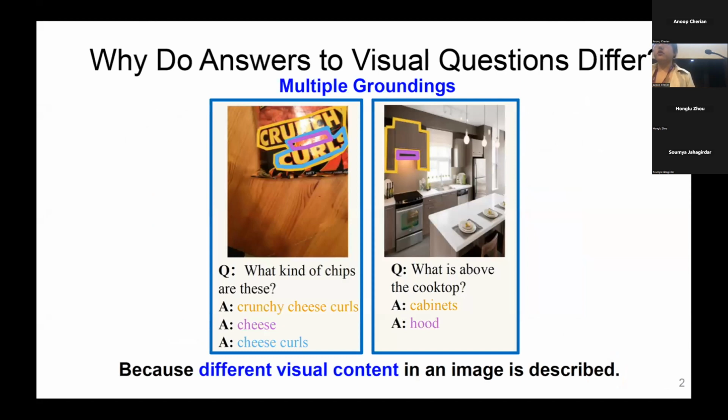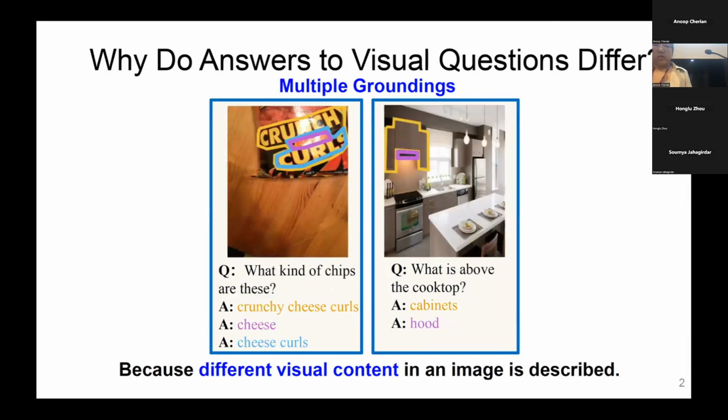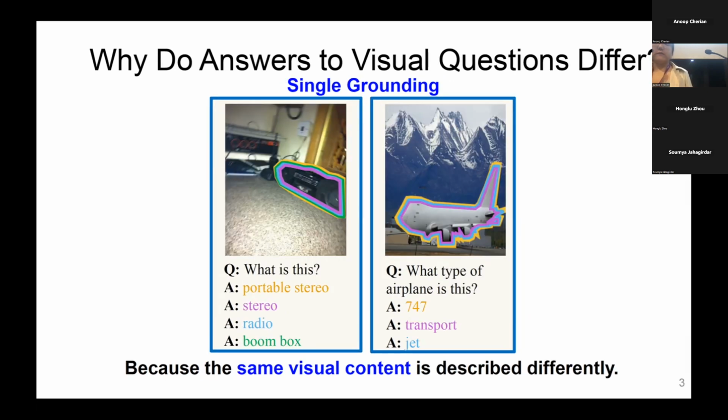Previous works have shown that a visual question can have different answers because of reasons like subjective or ambiguous visual questions. Our work aims to disentangle the vision problem from other possible reasons. For example, a visual question can have different answers because different visual content in an image is described, or because the same visual content is described differently using different language.